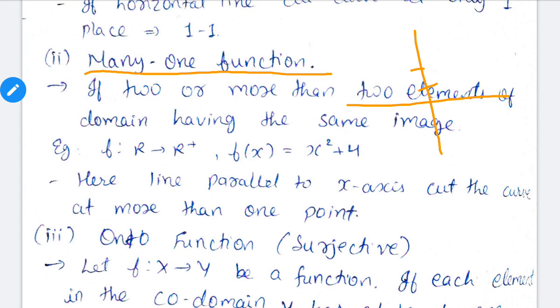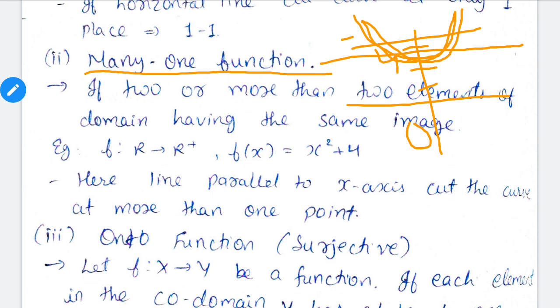Y is equal to 4 is here. Y is equal to 0 if we draw the line and we draw the graph. Its graph is like this. And then we further draw the horizontal line. It will cut at 2 points. So it is many-one function. So such graphs are many-one.